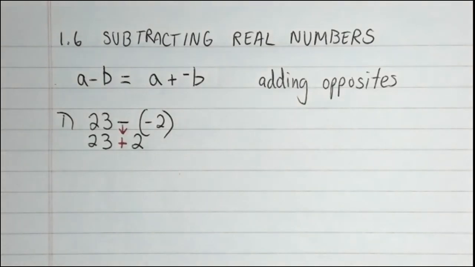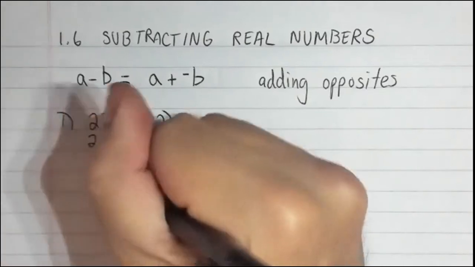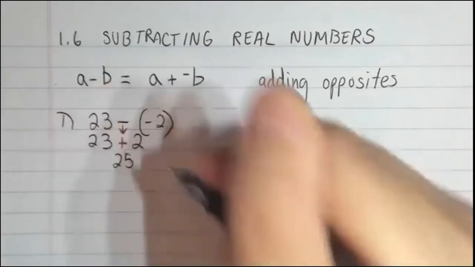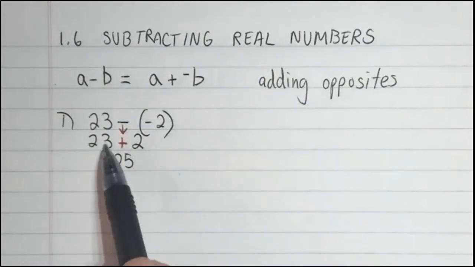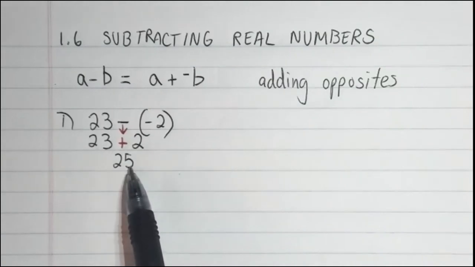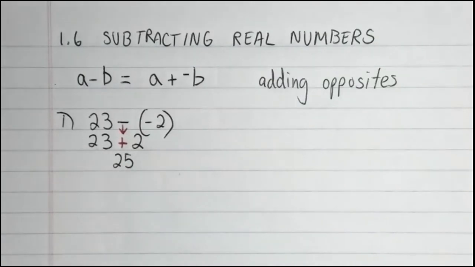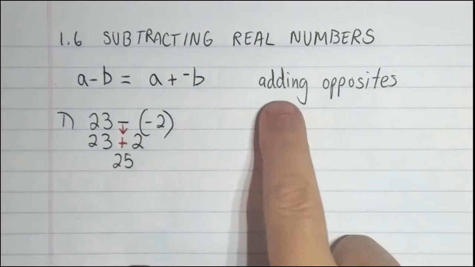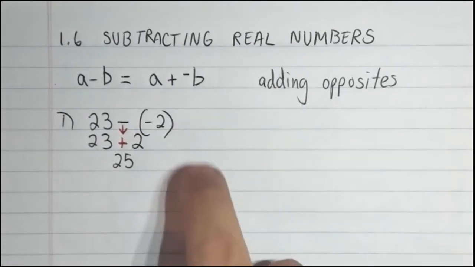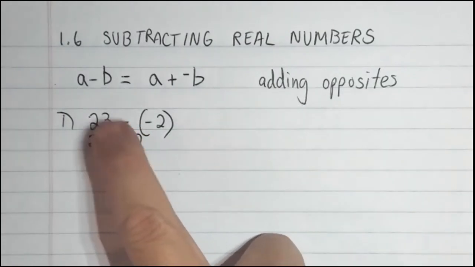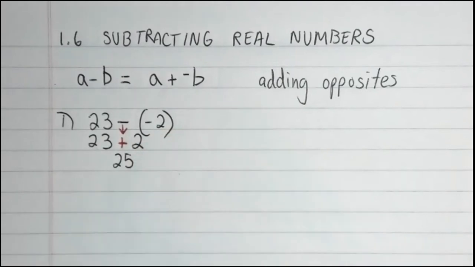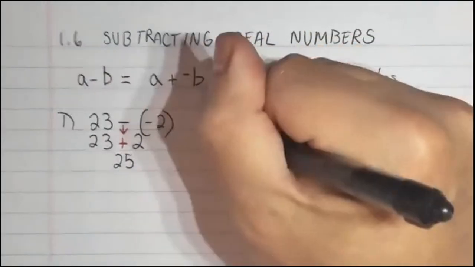And now we go to our rules. Are the signs the same? Yes, they're both positive. So when they're both positive, we add. 23 plus 2 would be 25. And again, we keep the sign, and in this case they are both positive. So our answer is a positive 25. Okay, subtraction is adding opposites. You're going to change the subtraction sign to an addition, and then you do the opposite of whatever number is following. Look at another example.